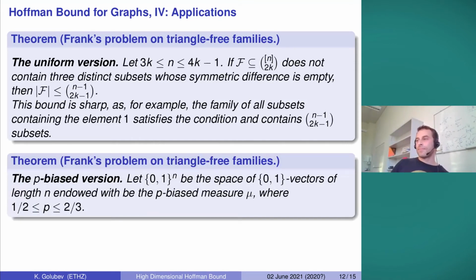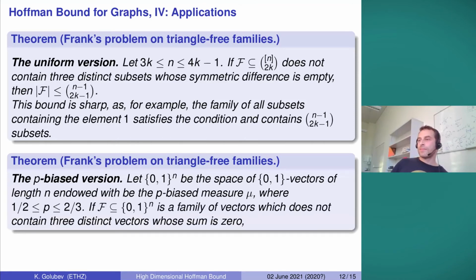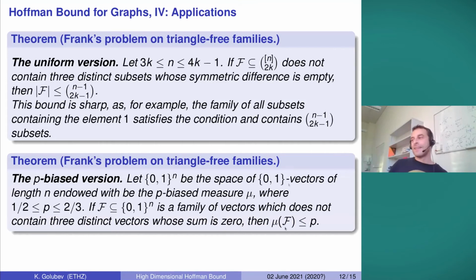Yeah. Then, here you go. In the p-biased version, we're talking about vectors, and we say that the measure of a vector is a p-biased one, and we're asking about vectors such that their sum is 0. A family without such triples has measure at most p. Are we good? So yeah, this is a new result proved with this high-dimensional Hoffman bound.